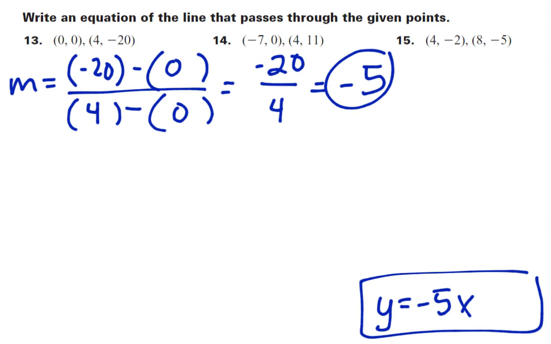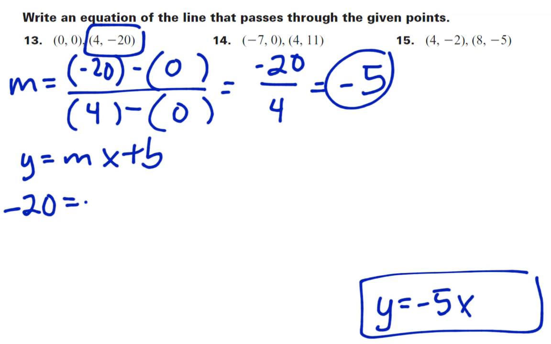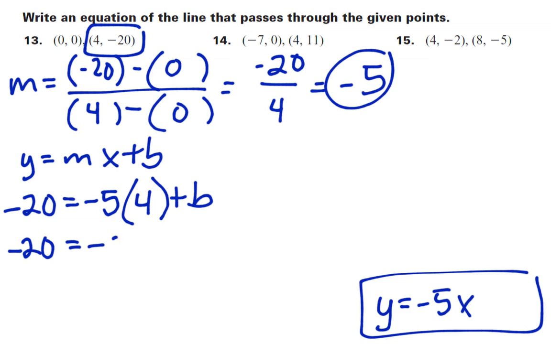To figure out the b part, I'm going to use the slope I just found and one of the ordered pairs. I'll pick the second one this time. It might actually be easier to use the 0, 0, but I'll just use that second one. So, setting up the equation y equals mx plus b, and substituting the parts that I have now, negative 20 is equal to negative 5 times 4 plus b. Now I simplify that and solve for b. So negative 20 is equal to negative 20 plus b.